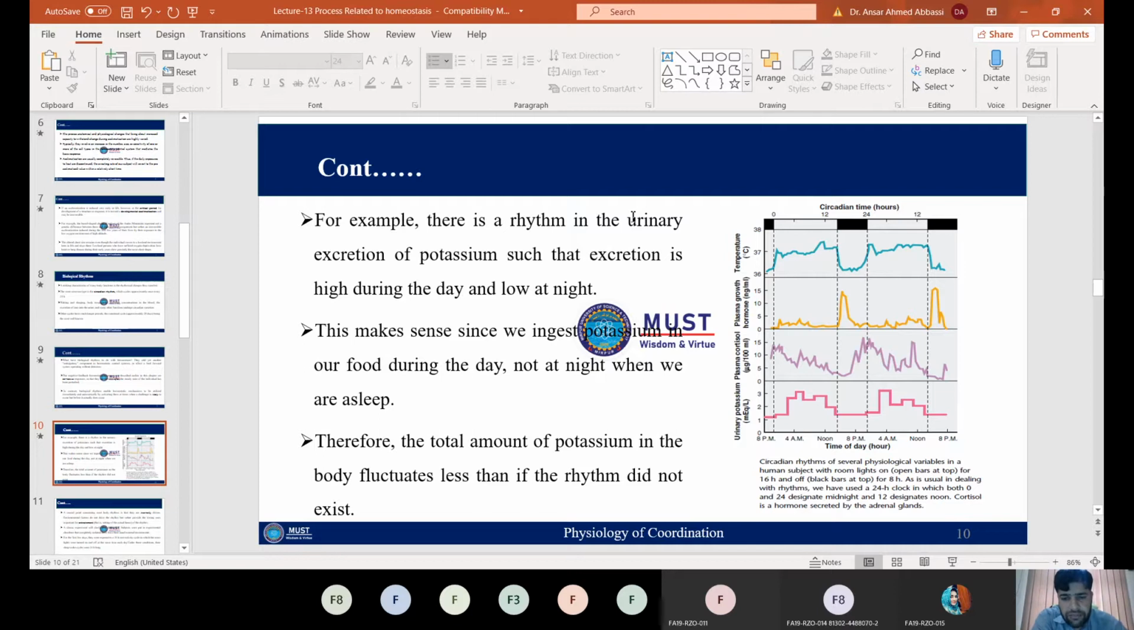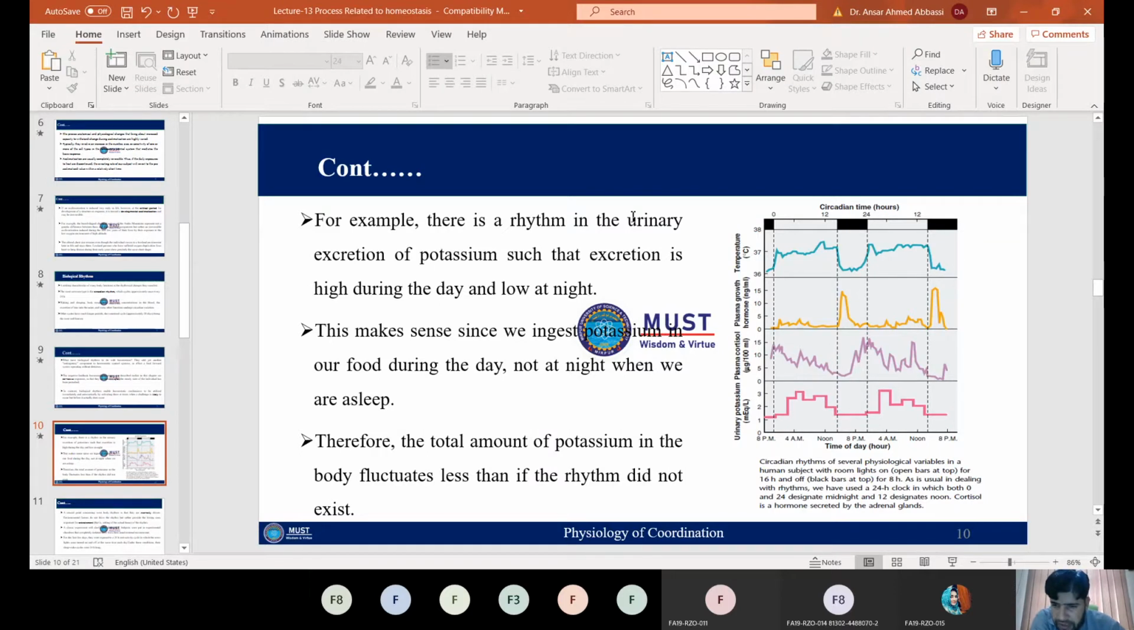So the total amount of potassium in the body fluctuates less than if the rhythm did not exist. It means if there is no rhythm, then there would be greater fluctuation in the body. But because of the wake and sleep cycle rhythm, during sleep we are not eating anything, so that's why the potassium level will be lower in the body.